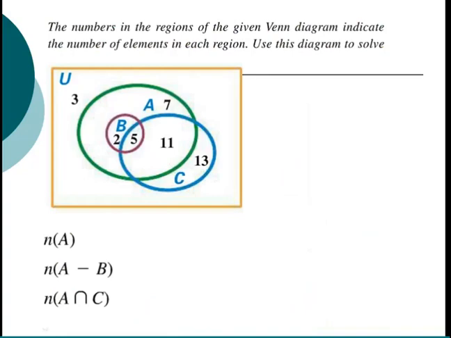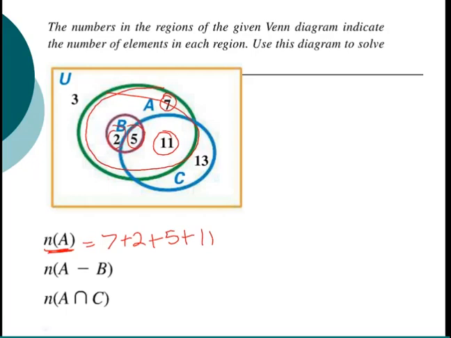Okay, this is a very identical problem to what you're seeing in your homework, your assignments. It says the numbers in the regions of the given Venn diagram indicate the number of elements in that region. Use this diagram to solve these problems. This says find the cardinal number of A. Well, A is all of this. There's 7 numbers here, 11 numbers here, 5 numbers there, 2 numbers there. So your job is to add those: 7 plus 2 plus 5 plus 11.